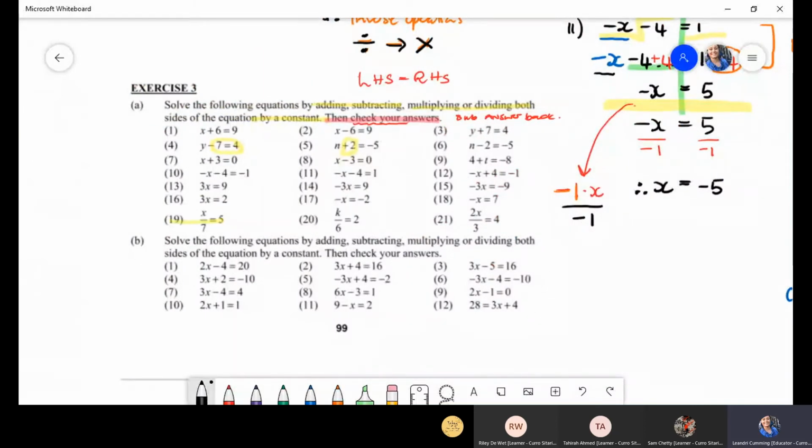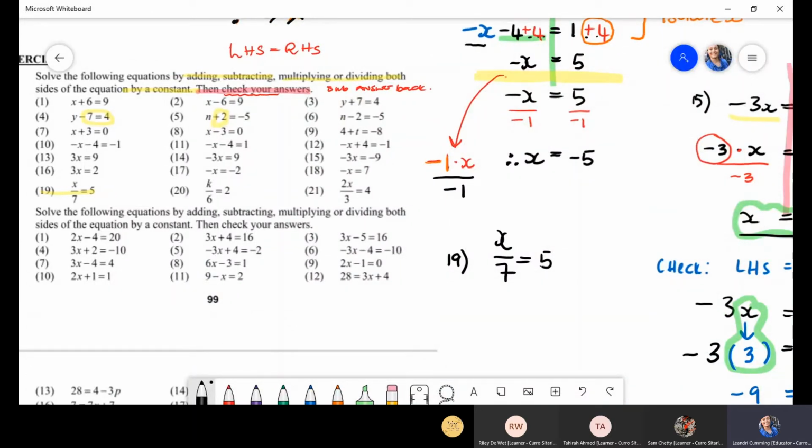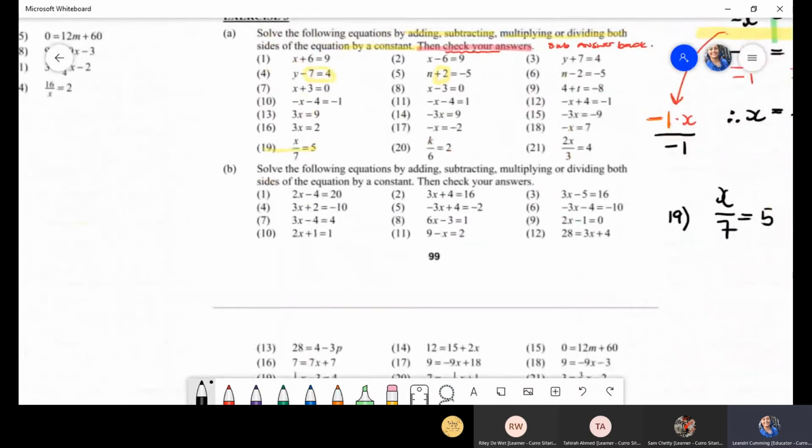Number 19. X over 7 is equal to 5. This means that something divided by 7 gives me 5. Now, we must understand in the process of solving for x, no one ever said x is not allowed to be a fraction. X is allowed to be any real number. Now, what does that mean? Let's just quickly backtrack. Numbers could be counting numbers, natural numbers, whole numbers, positive and negative integers.